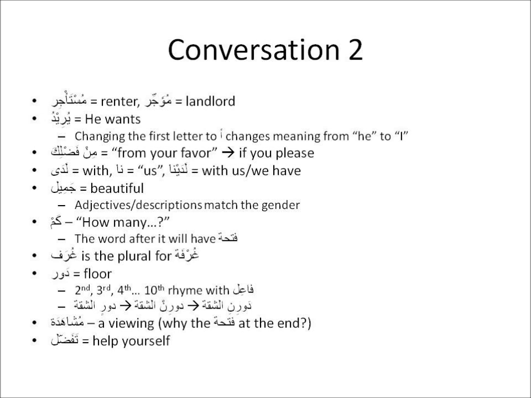The landlord replies الشقة في الدور الخامس. الدور الخامس means the fifth floor. So we see the difference between خمسة and خامس. خمسة would be the actual number. In English we call this the cardinal number. And خامس would be the ordinal number. That is what you use for counting in order. So 1, 2, the first, second, third, fourth, fifth.